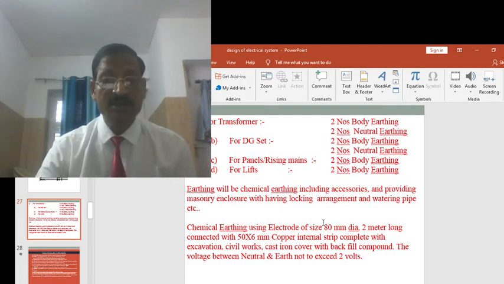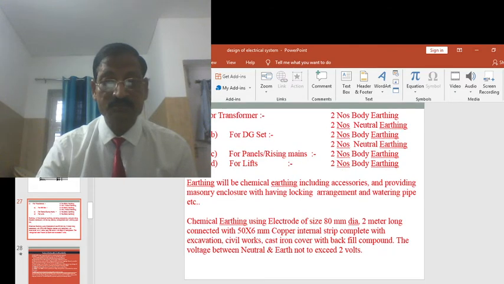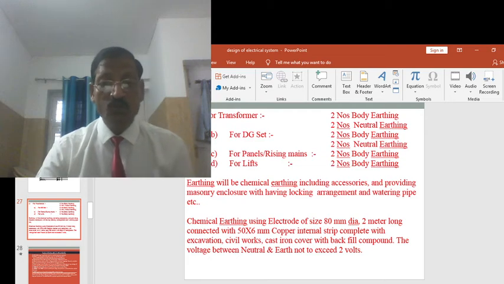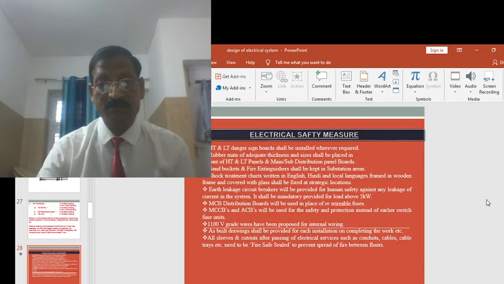Earthing will be a chemical earthing, including accessories and providing masonry enclosure with locking arrangement and watering. Chemical earthing using electrode of size 80 mm dia, 2 meter long, connected with 50 by 6 mm copper strip, complete with excavation, civil work, etc. The voltage between the neutral and earth should not exceed 2 volt.